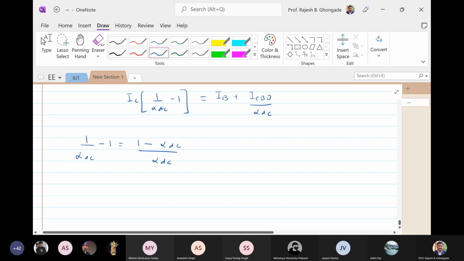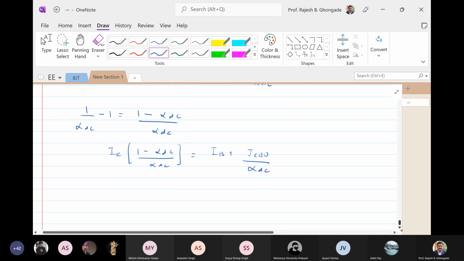Is that okay? I only simplified this. So IC into 1 minus alpha DC by alpha DC is equal to IB plus ICBO divided by alpha DC. So if I take IC to the other side, what will it be? Alpha DC divided by 1 minus alpha DC.